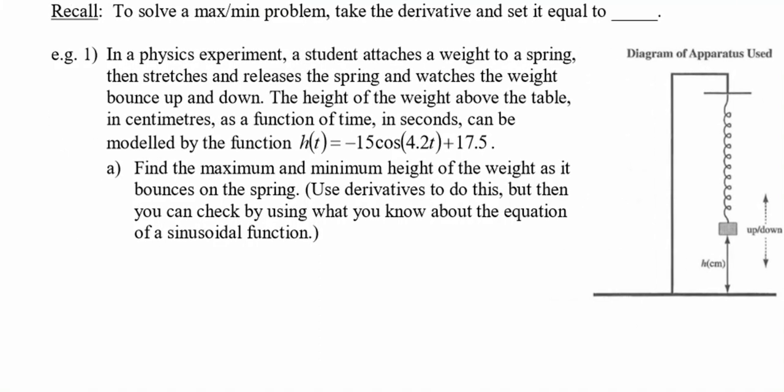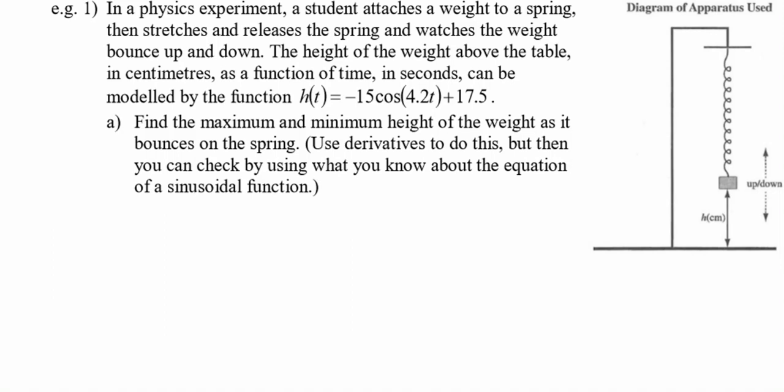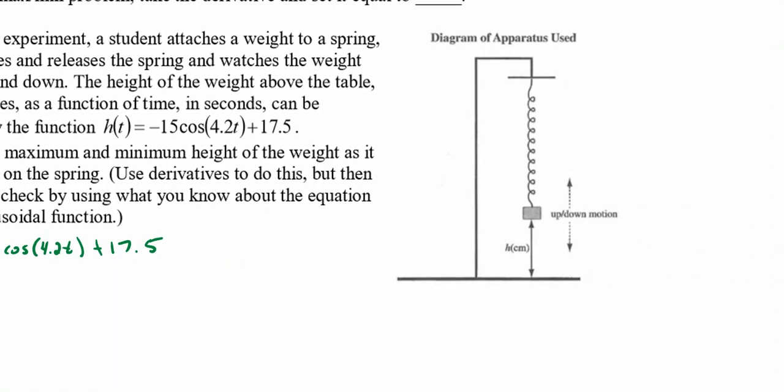Okay, so very first thing, I'm just going to write down that equation again. So this would be h(t) = -15 cos 4.2t + 17.5. Now let's think about what we're looking at. So with this spring mass system, this spring would be oscillating up and then down, up and then down, up and then down.